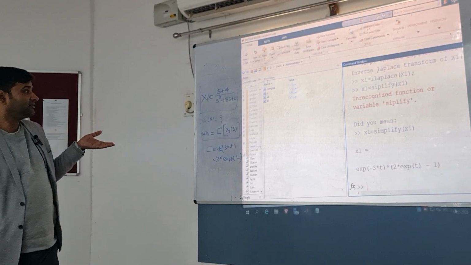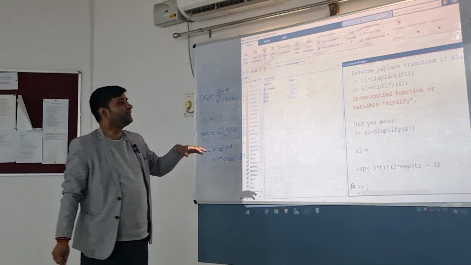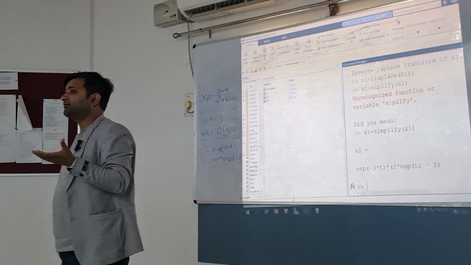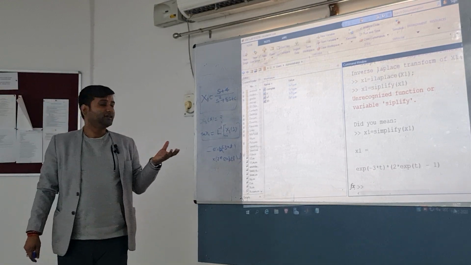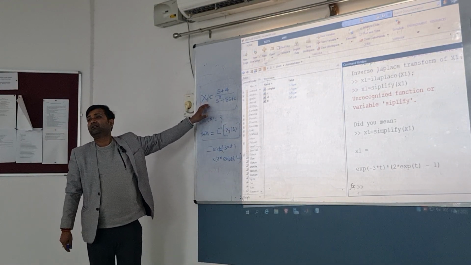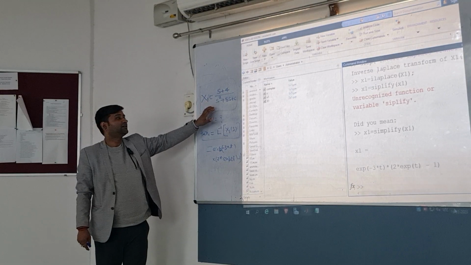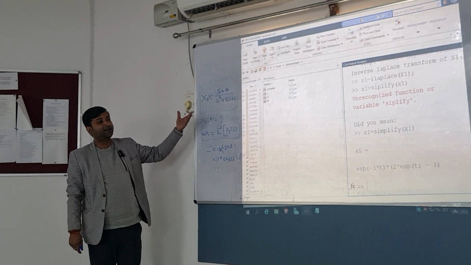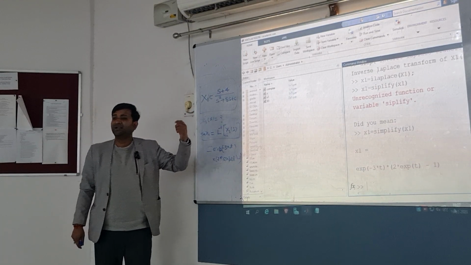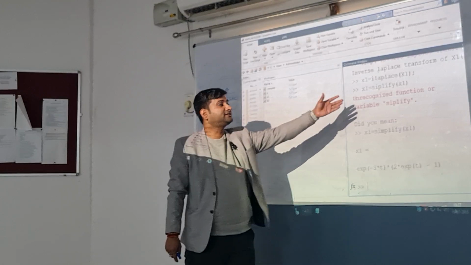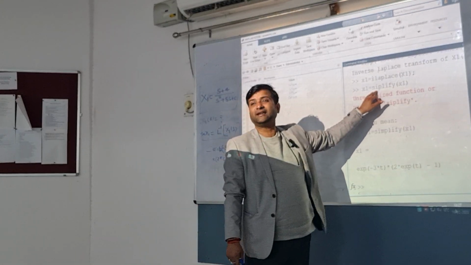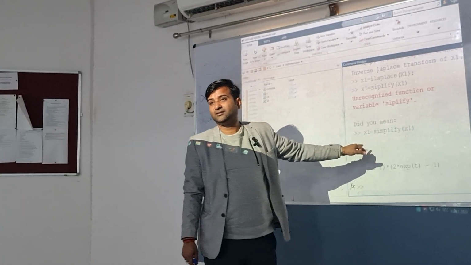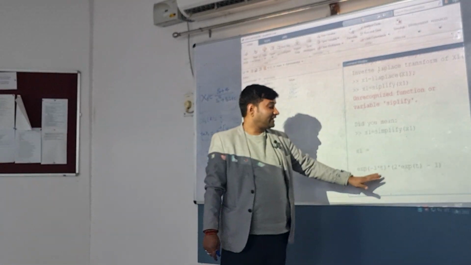This is a simple example. Simply you have a 3-line code. You have written the function notation, then you have written the Laplace transform function, the given function, then you have found the inverse Laplace transform by a built-in command. Here this simplify function was a syntax error, so this is the right code, then the result is displayed.